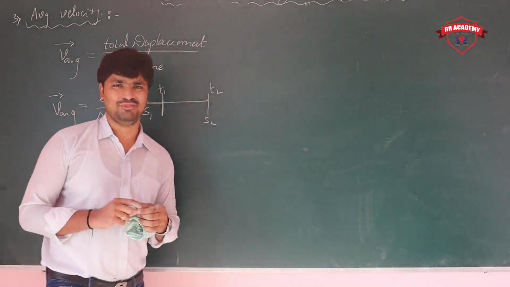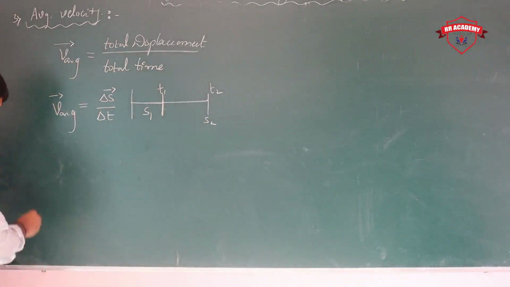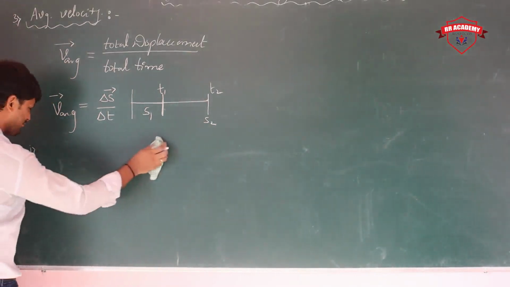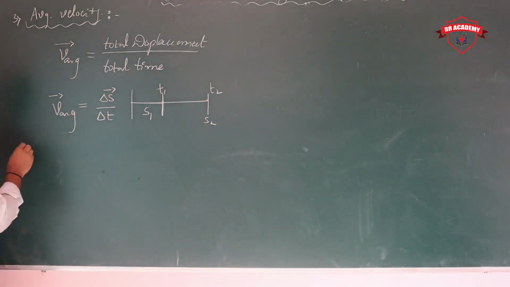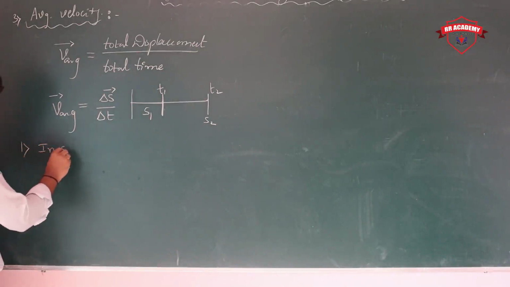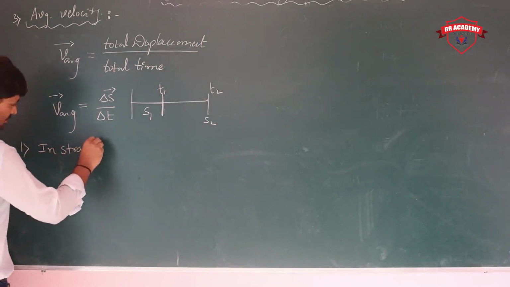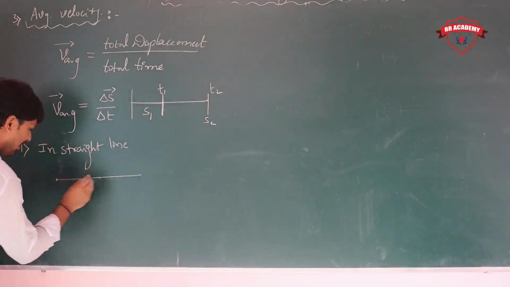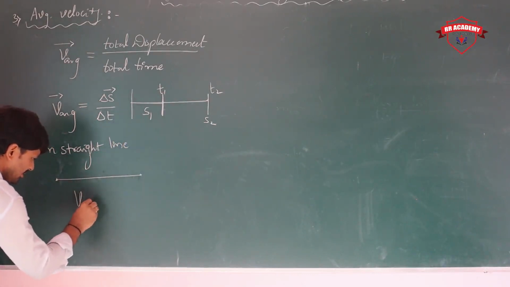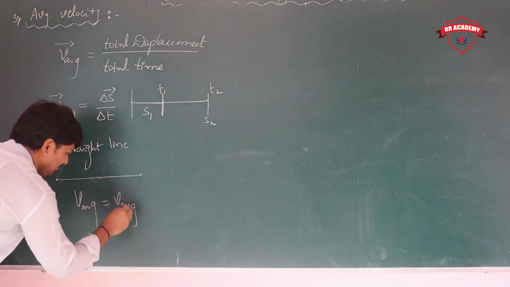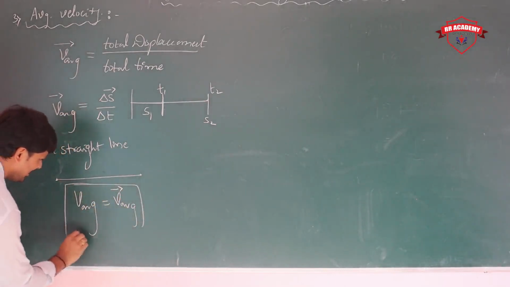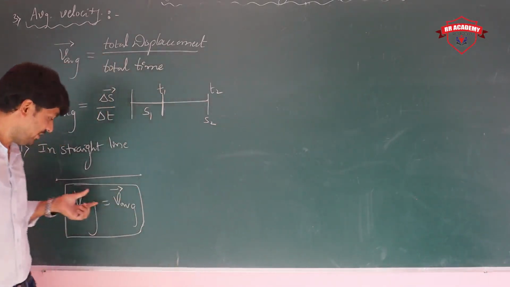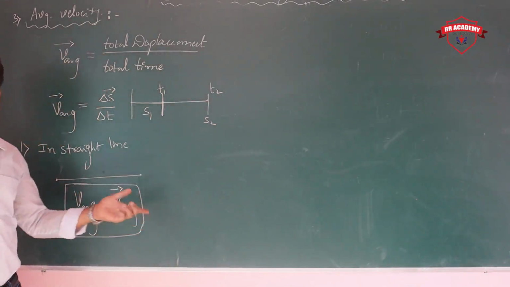Here we have to remember average speed. So very simple here. If the particle is moving in a straight line, in this condition, the average speed is equal to average velocity. Average speed is equal to average velocity when the particle is moving in a straight line.